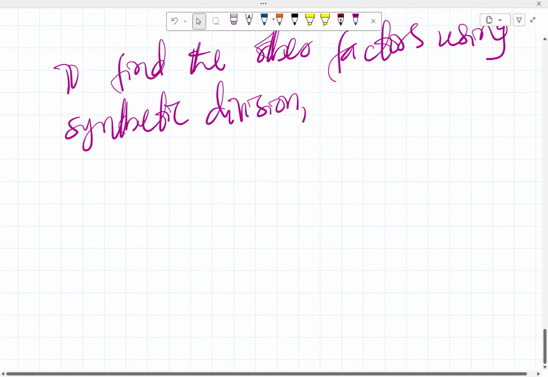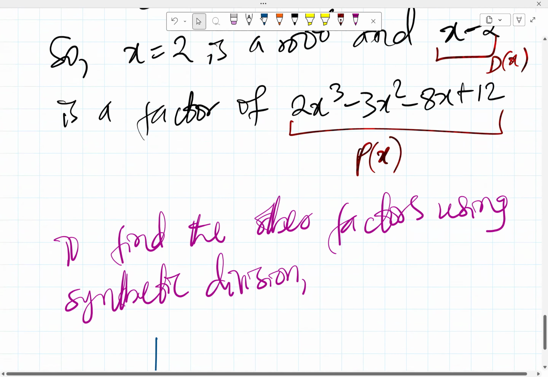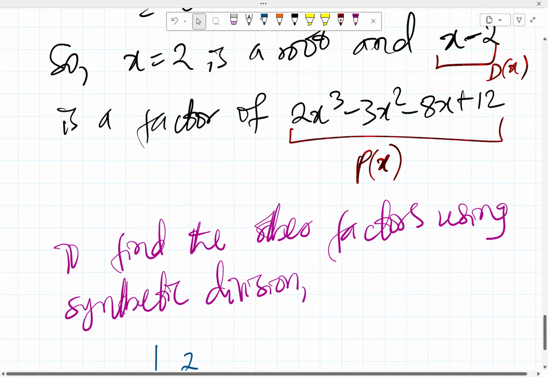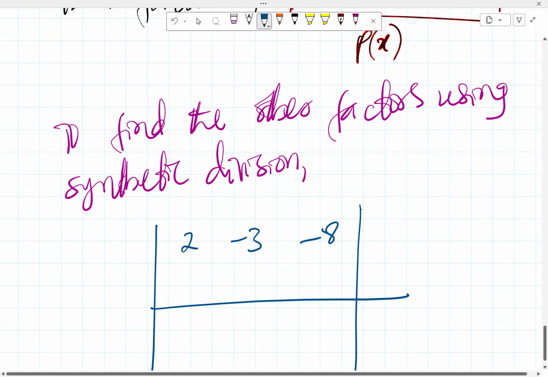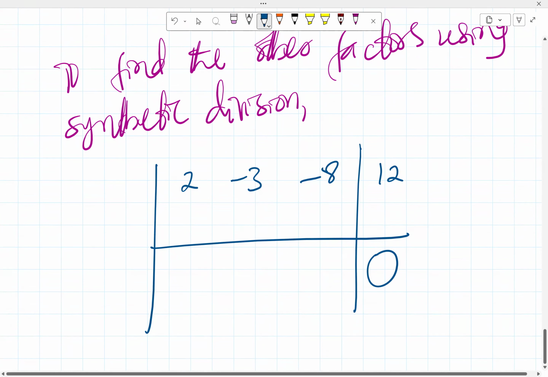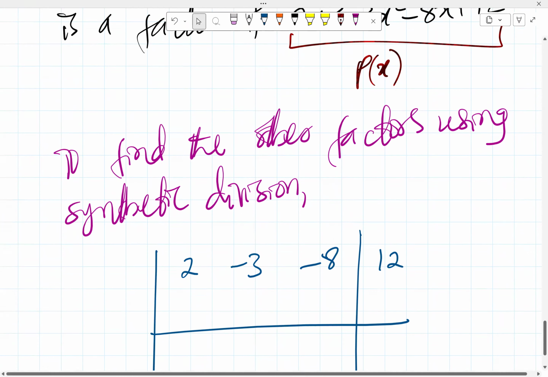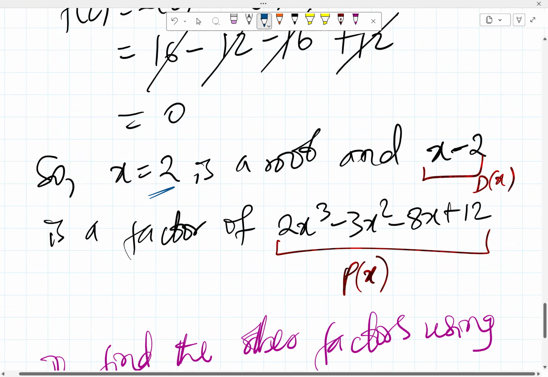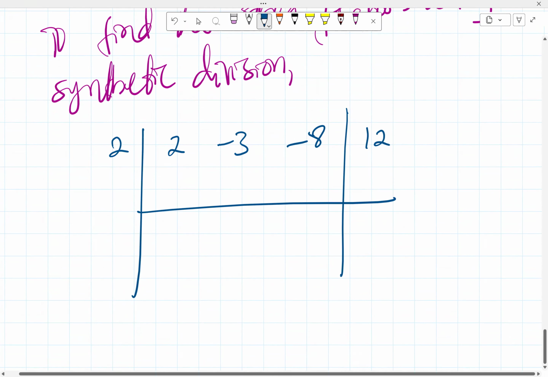So to find the other factors using synthetic division, we just have this. Then we get the coefficients. For x cubed, we have 2. For x squared, we have minus 3. For x, we have minus 8. And then for the last one, I like to break this apart. We have 12. Because whatever we get here is going to tell us if it is really divisible or not. If you get 0 there, then it means it is divisible. If not, it's not. But we already know it is, by the way. And then at this side here, we are going to put this 2. Or if you equate x minus 2 to 0, you get 2. So that 2 now will be here. Okay? So for synthetic division, what do we do now?